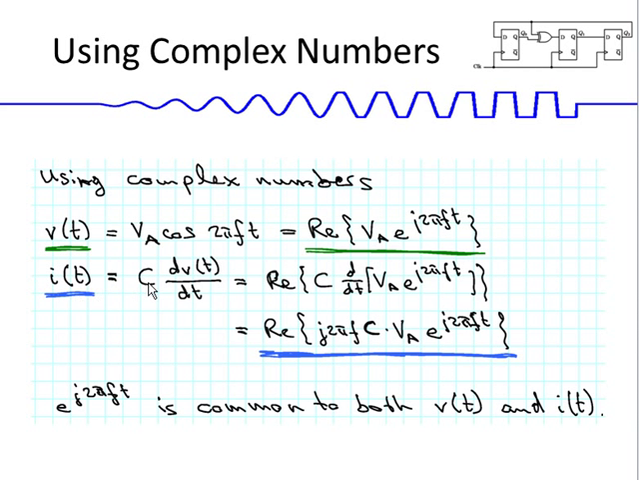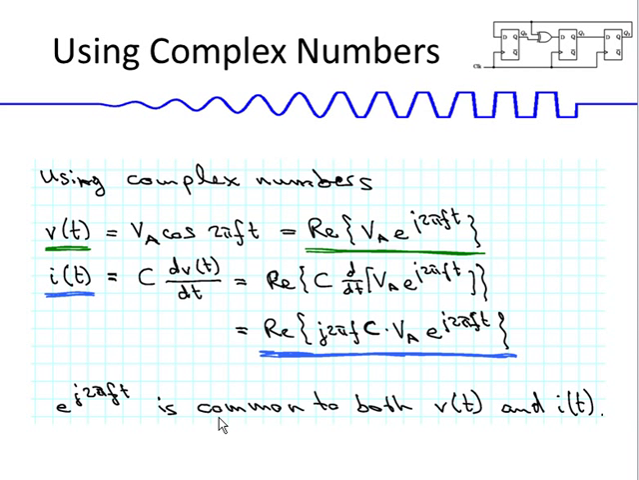And I of t, which is C times dv of t dt, is C times this expression, but taking the derivative of that. So the derivative here is just a j2 pi f that comes out in front of the e to the j2 pi ft. So that's what we have down here. And then the C comes from the IV characteristic of the capacitor again. So we get I of t is the real part of j2 pi fC times VA times e to the j2 pi ft.